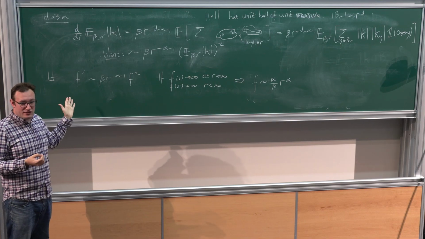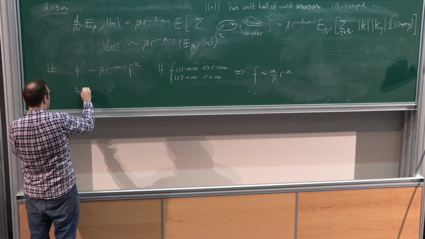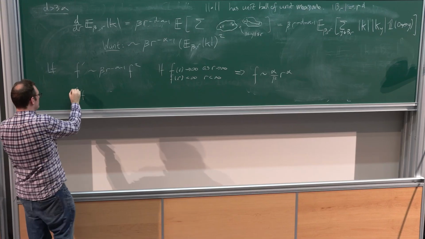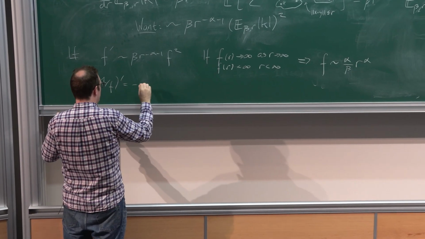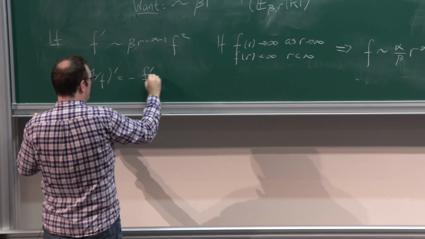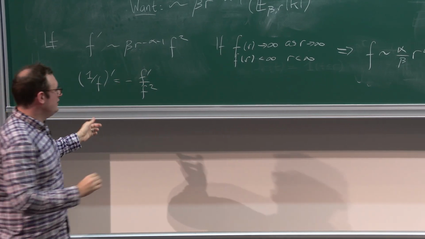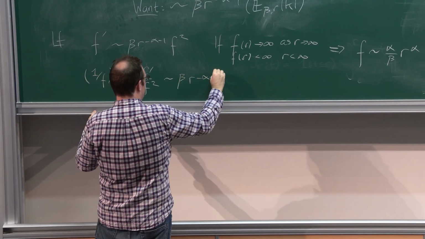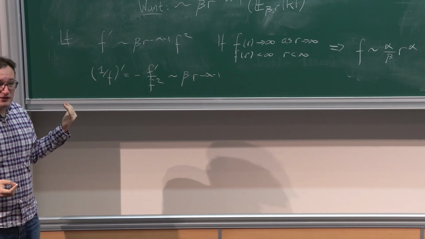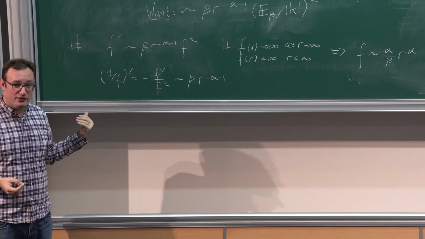Okay? And why is this true? Well, it's just a calculus thing. You can check. You say, okay, look at 1 over f. Okay, what's the derivative of that? It's minus f prime over f squared. And you see the two f squareds cancel, so it's asymptotic to beta r to the minus alpha minus 1. And then you can just integrate both sides. You get an asymptotic formula for 1 over f, and then you invert.